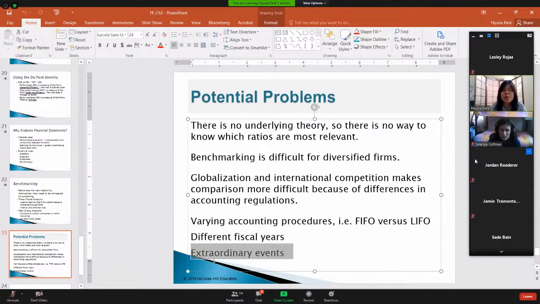Also, there may be extraordinary events like M&A, divestitures, special acquisitions, or a one-time tax rule change. Those special events affect each year's numbers, so we need to make adjustments, and that makes using those ratios and financial statements challenging. But still, despite these potential problems, ratio analysis is still a quite useful tool for insiders and outsiders of companies.